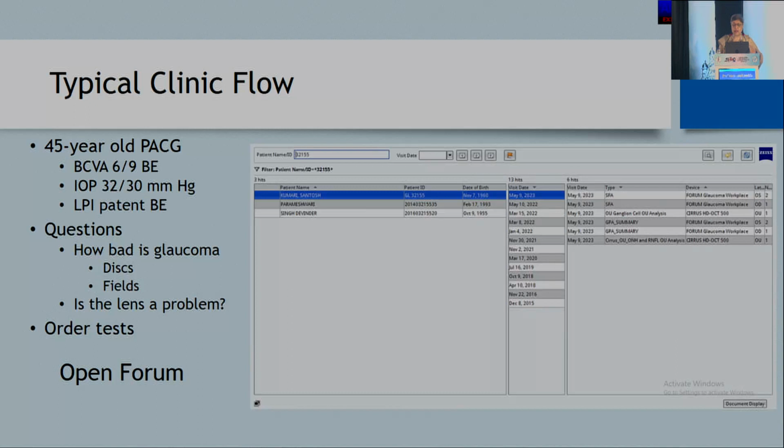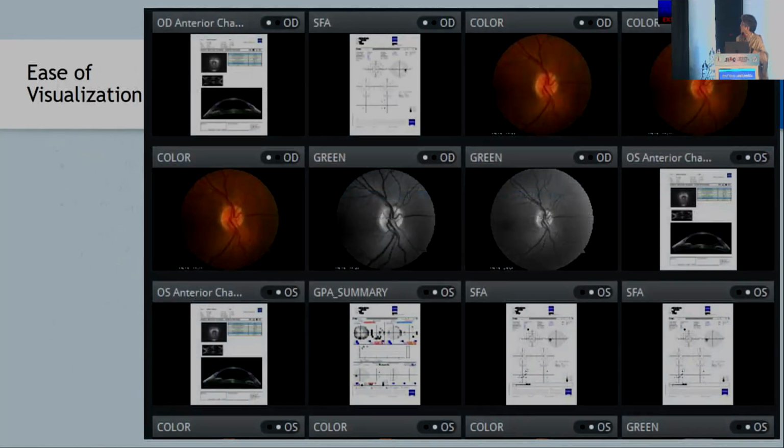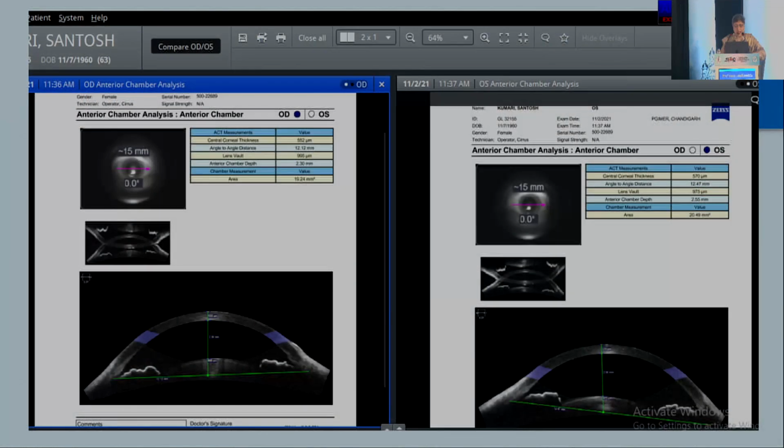So order tests, do the same thing, open up the forum, and this entire thing will open up to you, and you can see that the discs are okay, the fields are not too bad. So the next question is, why is the pressure so high? Is it the lens? And then you look at both of them and you realize that the lens vault is more than 1,000 microns. So you think this patient probably needs an early cataract surgery.